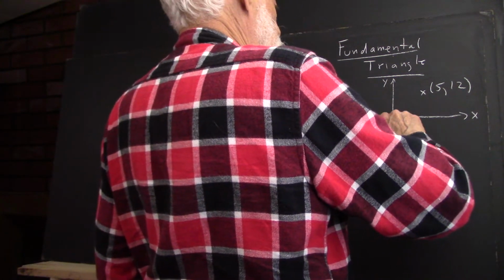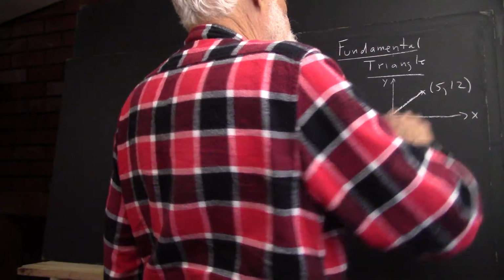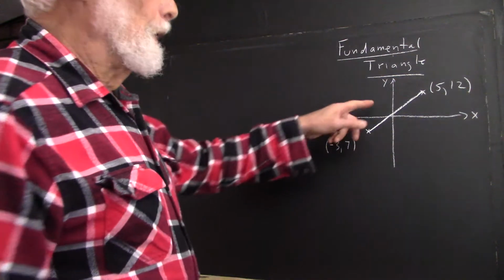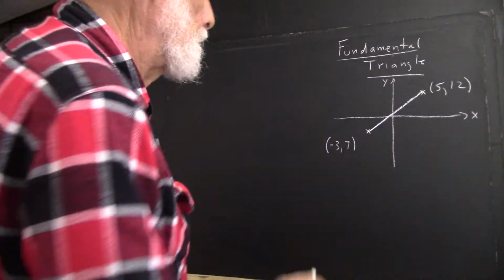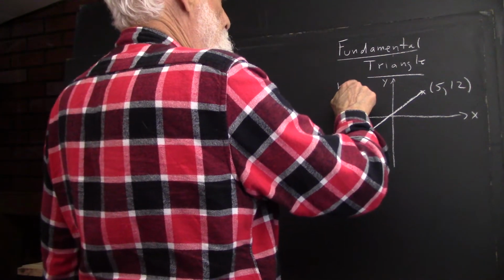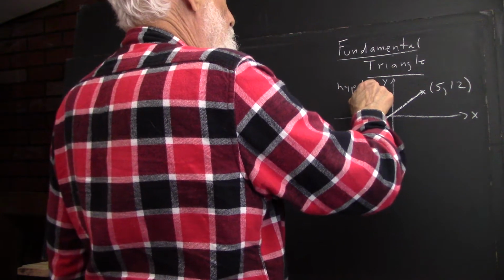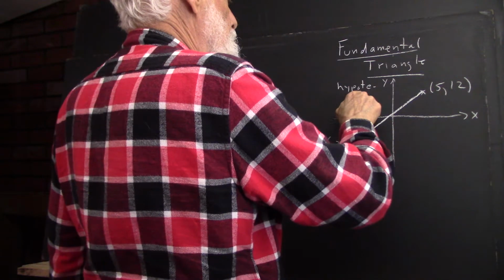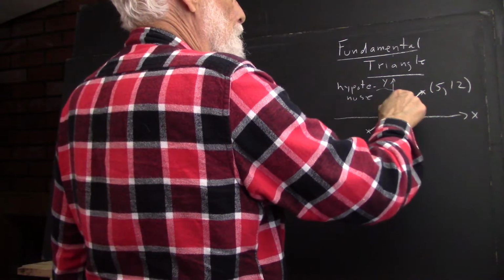You draw a line segment from one point to the other, and that's going to be the hypotenuse of your fundamental triangle. So there's your hypotenuse.